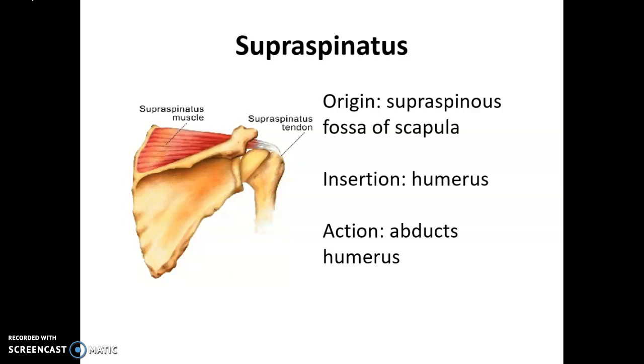Now, associated with the supraspinous fossa is the muscle called supraspinatus. It originates from the supraspinous fossa of the scapula and inserts into the humerus, as we can see. It abducts the humerus, meaning brings the humerus away from the midline of the body.